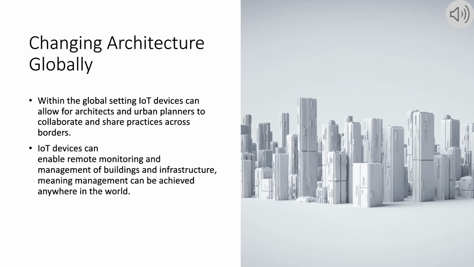Within the global setting, IoT devices allow for architects and urban planners to collaborate and share practices across the borders. This will lead to more adaptation of different climates and regions for the architect. IoT devices can enable remote monitoring and management of buildings and infrastructures, meaning that management can be achieved anywhere in the world. This will lead to less travel expense and a more cost-effective project management.